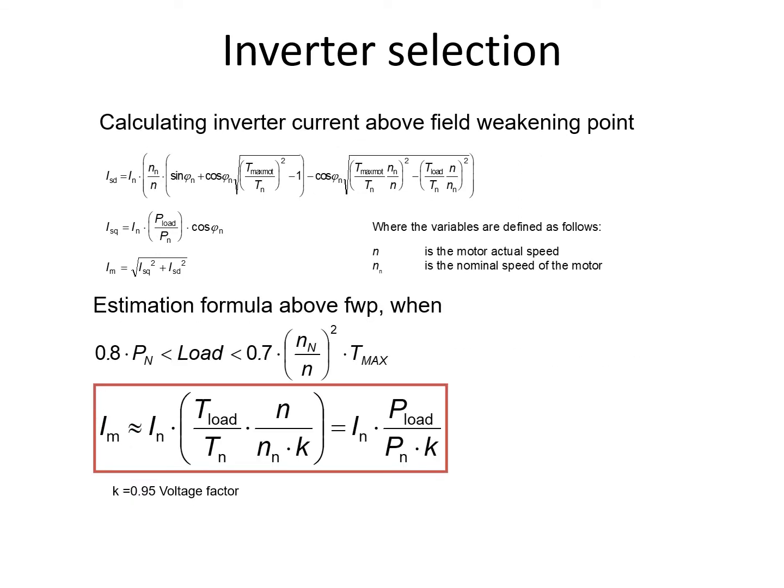So when we are above the field weakening point, we use another formula, which is also not very complex. And our inverter current then should be the one which is higher, this one or the one from the previous slide, IM. This is the dimensioning criteria for our inverter.